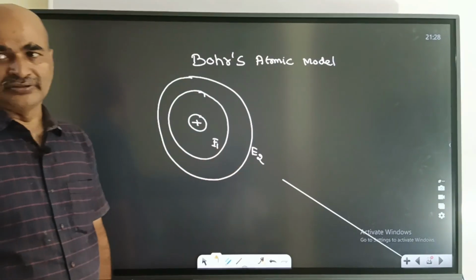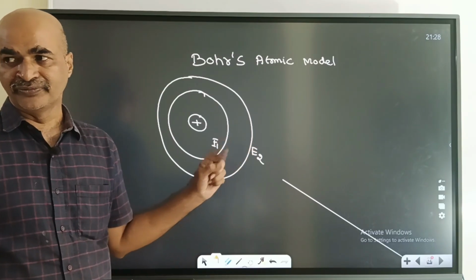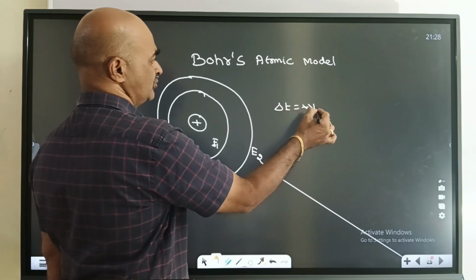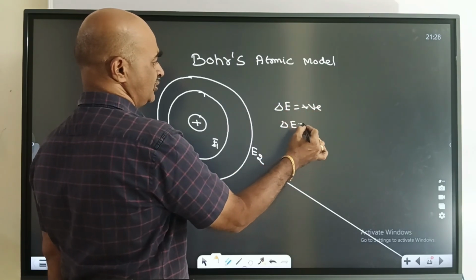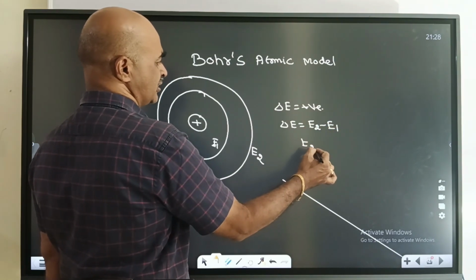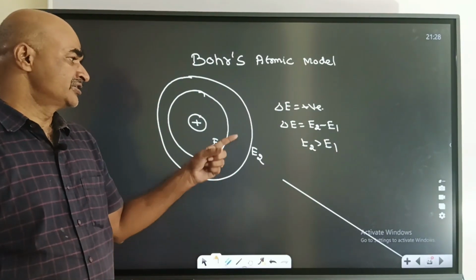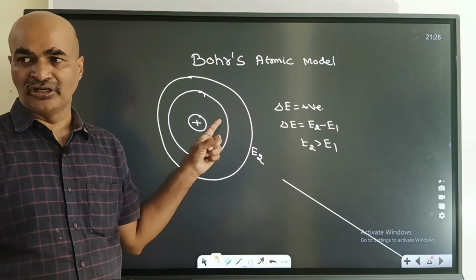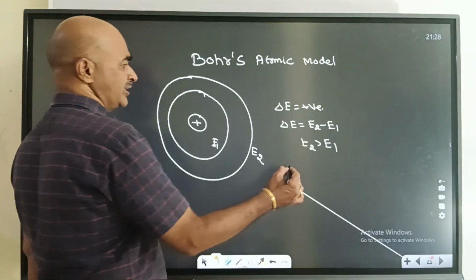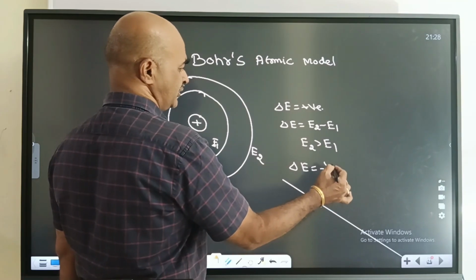When an electron moves from a lower orbit to a higher orbit, energy is absorbed. So energy is absorbed, delta E is positive, and delta E is equal to E2 minus E1. E2 is always greater than E1. When an electron drops from a higher orbit to a lower orbit, energy is released, so delta E is negative.